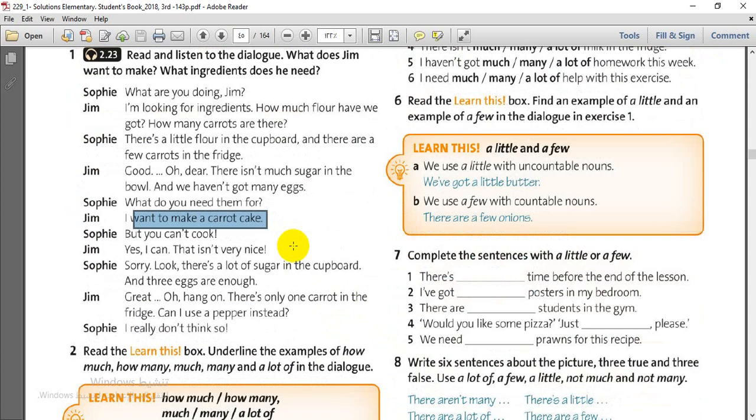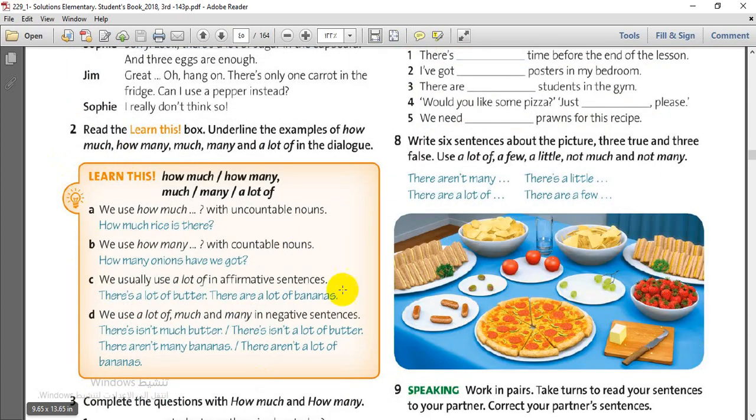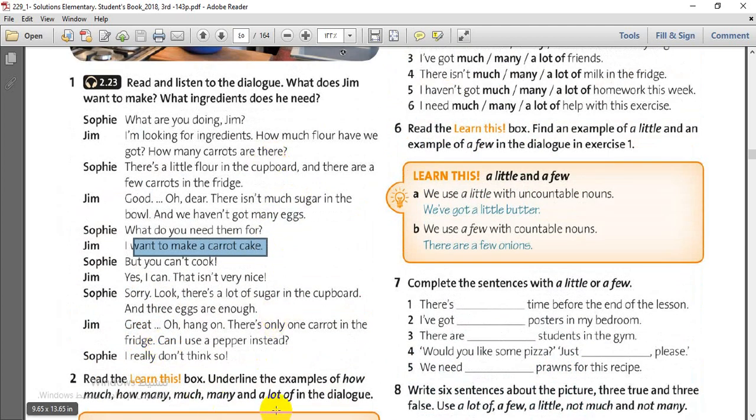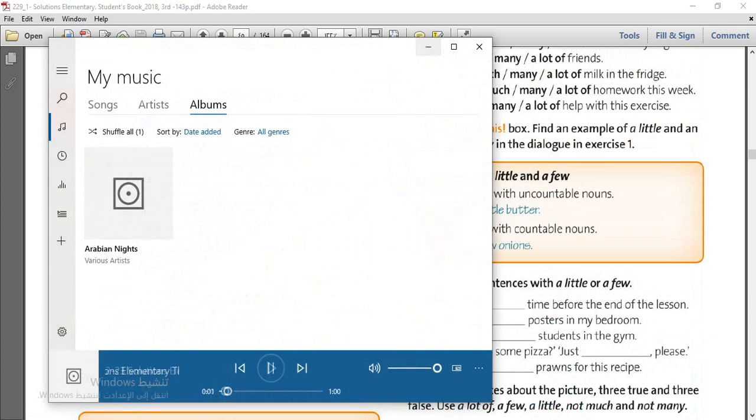Now number 2, we came to the learn this box. Here we have learn this box. Read the learn this box. Underline the examples of how much, how many, much, many, and a lot of in the dialogue. Here in the dialogue, try to underline. Put a line under the words. Now let's play the audio again.